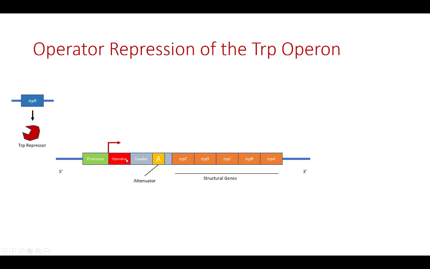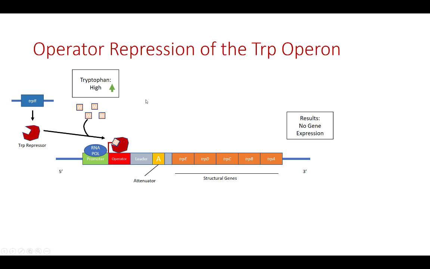So you see the operator region is able to bind a protein called the Trp repressor. The Trp repressor is produced by the TrpR gene, which is located somewhere else in the genome. It's acting as a trans-acting factor. And so when there is a lot of tryptophan around, the tryptophan, here represented by the symbol W, is able to bind to the Trp repressor, and together they're able to bind to the operator.